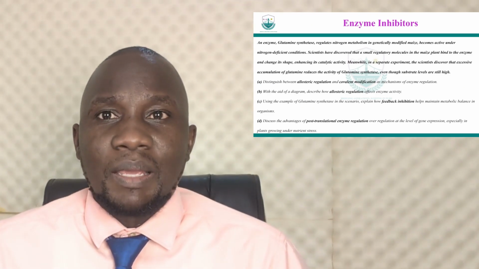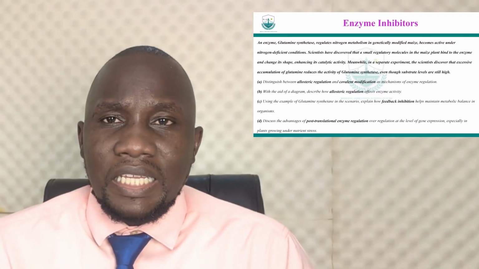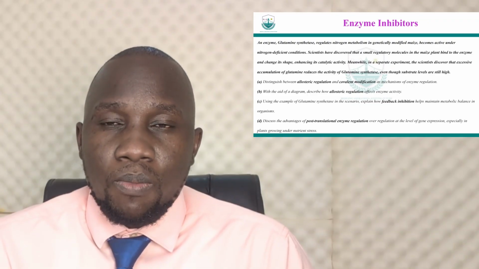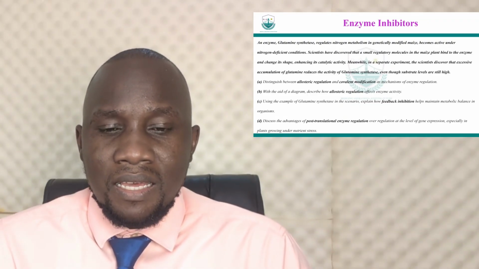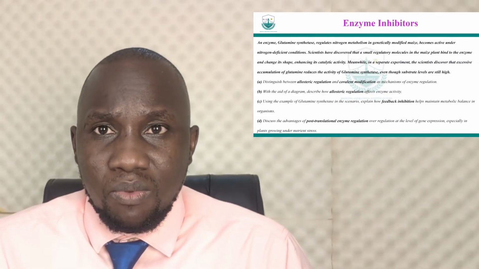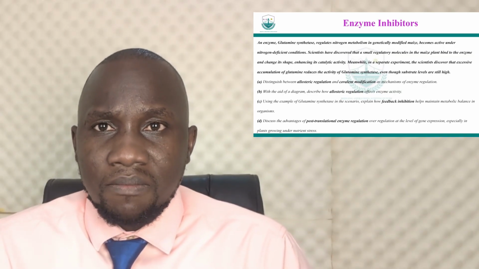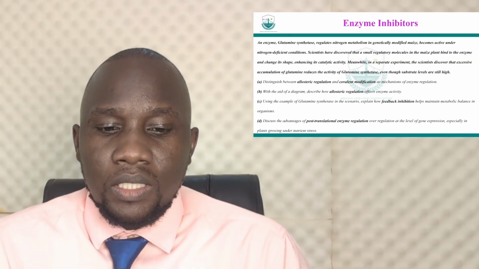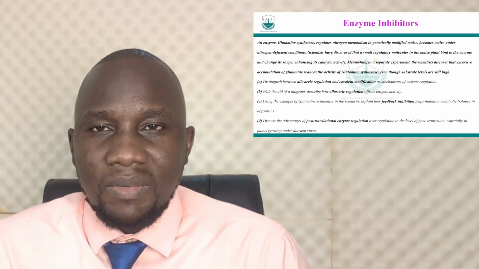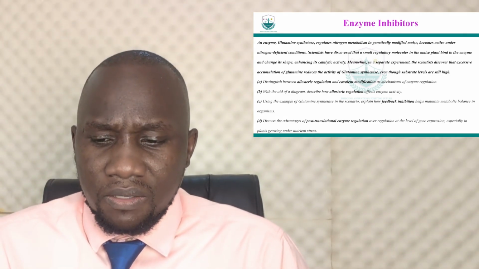We have an enzyme. This enzyme is very important in genetically modified maize. What this enzyme does is basically regulate nitrogen metabolism. We know that nitrogen is very important in plants. So this enzyme, called glutamine synthase, regulates this nitrogen metabolism in this genetically modified maize.